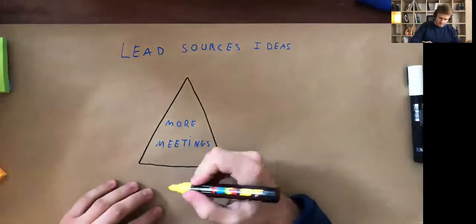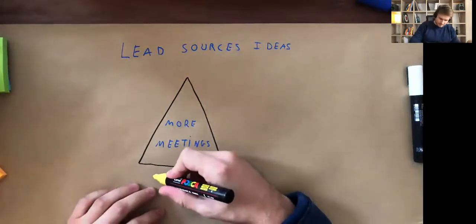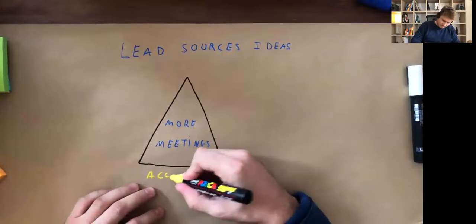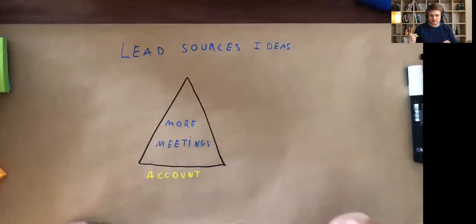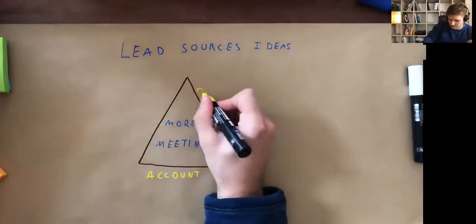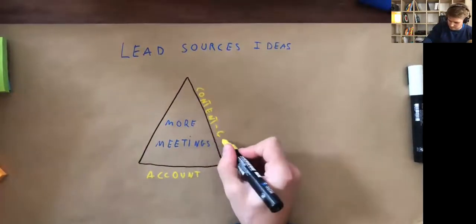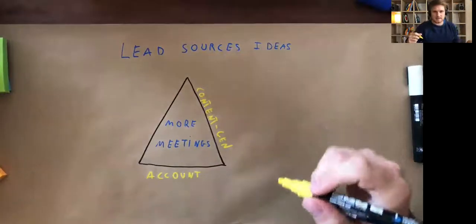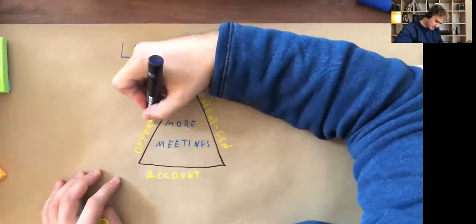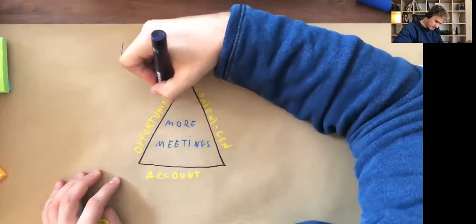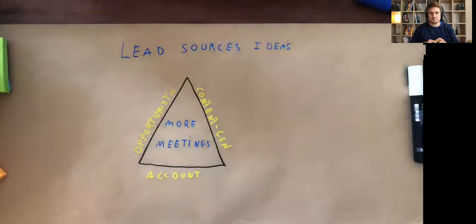So first of all, you have what I call the account-based sources. Then you have the content generated. And then you have the opportunistic. So that's the triangle there to get you more meetings.